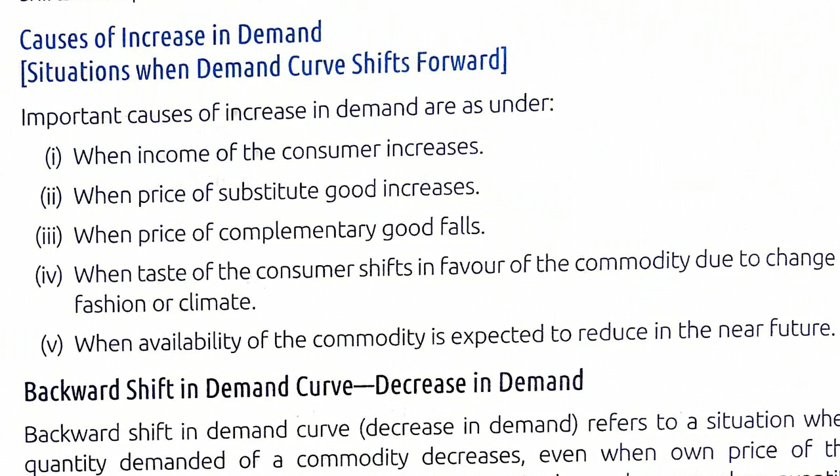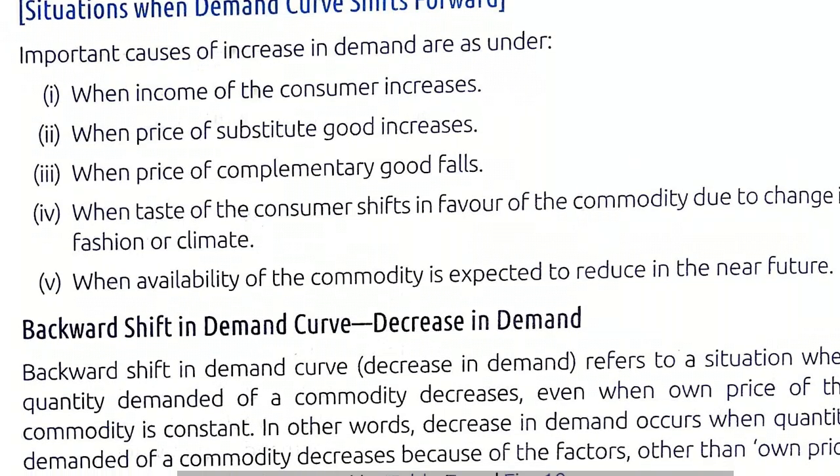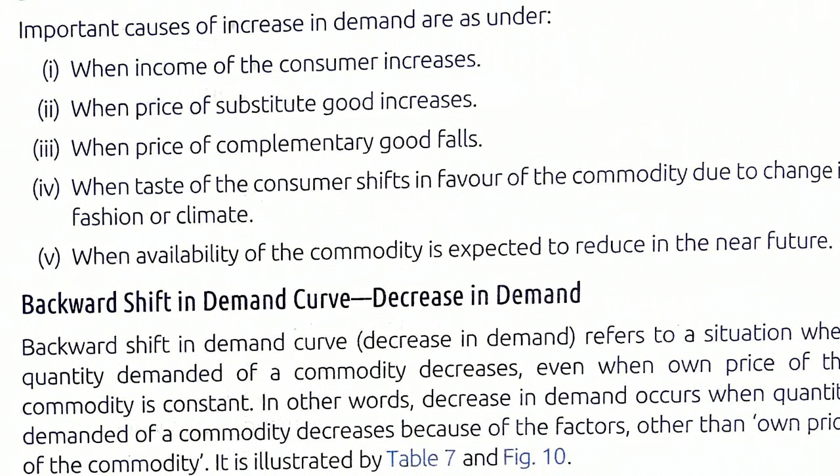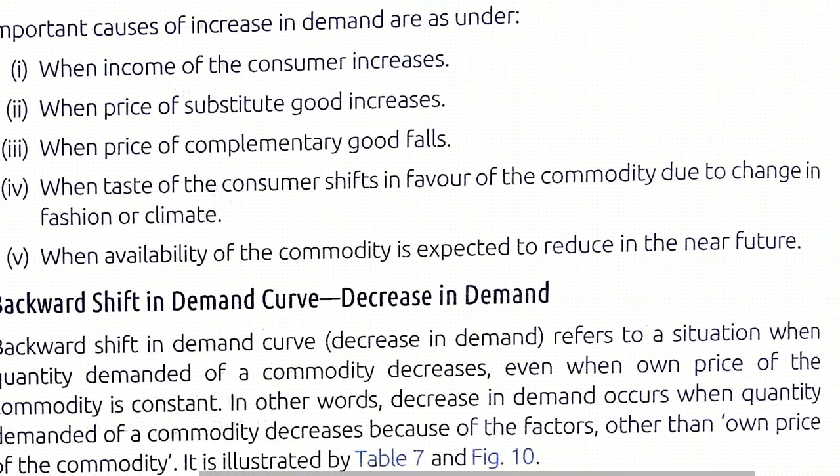Suppose the price of butter falls, then it may happen that the demand of bread may increase, because now butter is cheaper, people will consume butter, and along with butter they will consume bread, although the price of bread may not have decreased. And fourth, when taste of consumer shifts in favor of the commodity due to change in fashion or climate.